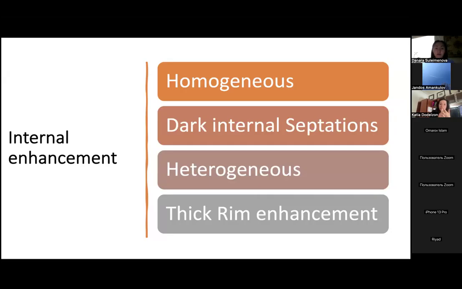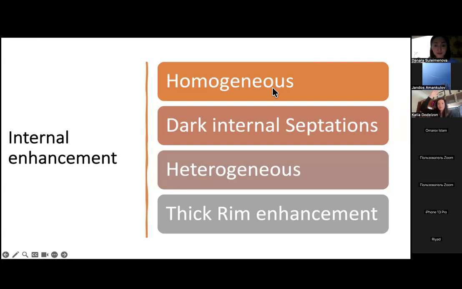Then, so we talked about shape, we talked about margin. Shape: oval, lobulated, round, or irregular. Margin: circumscribed or not. Now we talk about, and that's sort of the extra level that MRI provides, the internal enhancement pattern of this mass.